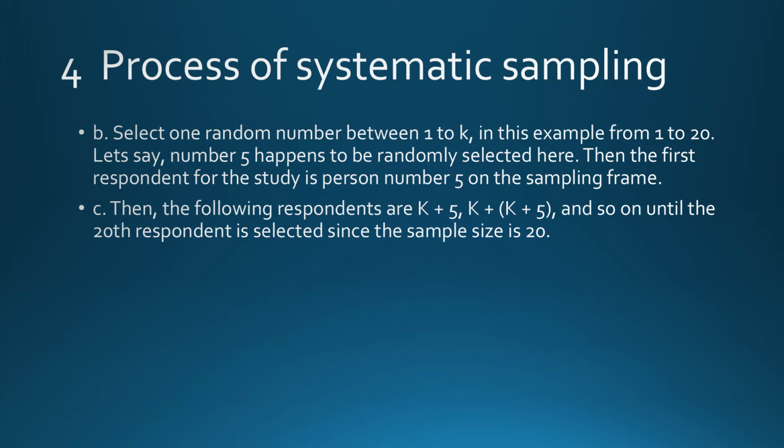B. Select one random number between 1 to K, in this example from 1 to 20. Let's say, number 5 happens to be randomly selected here. Then the first respondent for the study is person number 5 on the sampling frame. C. Then, the following respondents are K plus 5, 2K plus 5, and so on until the 20th respondent is selected since the sample size is 20.